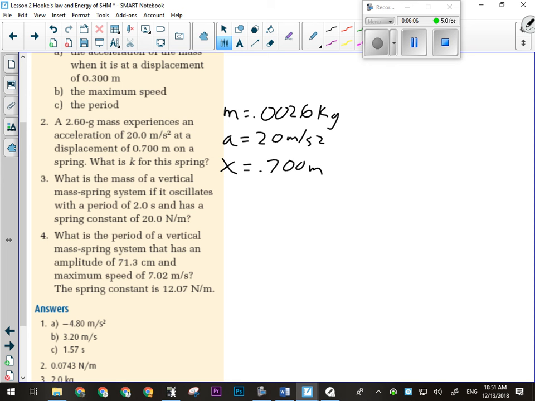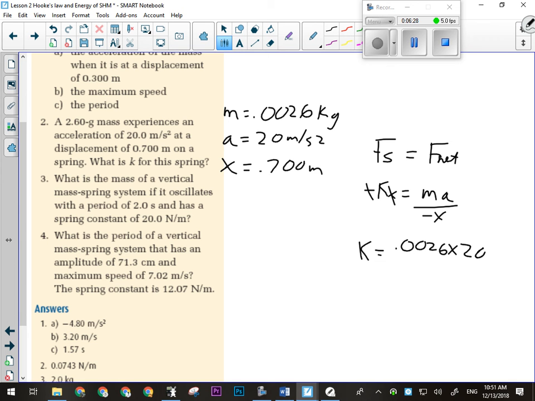So we're going to have that the force in the spring, the restoring force, is equal to the net force. That's going to be negative k times x equals m times a, and we're going to be solving for the spring constant. So we're going to divide both sides by negative x, leaving us with k. So we have 0.0026 times 20 divided by negative 0.700. Now we're going to get a negative number here for k, but what do we have to remember about k?